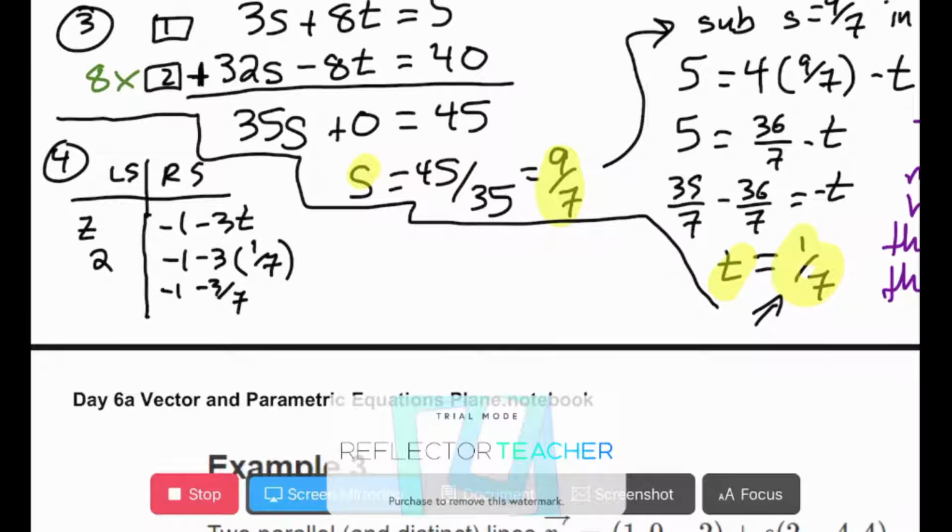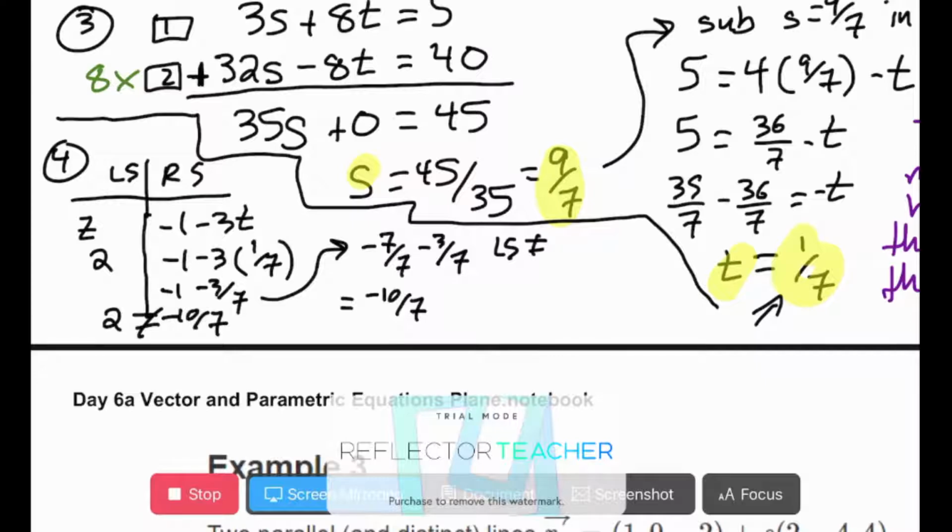Definitely running out of room here. My apologies. -7 over 7 minus 3 over 7 is going to give us -10 over 7. And that most definitely is not equal to 2. 2 does not equal -10 over 7. Left side does not equal right side.